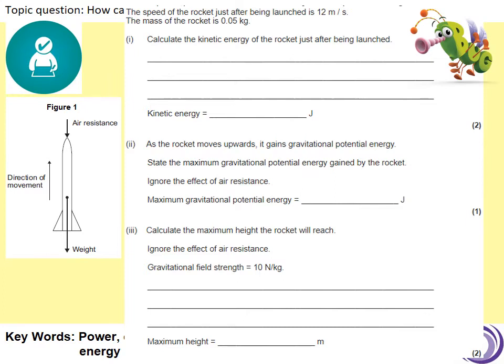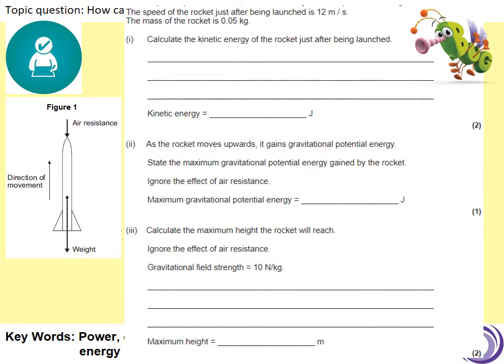And then for part 2, as the rocket moves upwards, it gains gravitational potential energy. You've got to state the maximum gravitational potential energy gained by the rocket. Ignore the effect of air resistance. So that word state would be your command word. So you don't need to do any calculations for this, you just need to write down what that value would be. So think about in the previous slides when we were talking about gravitational potential energy transfers into kinetic energy. Same thing happens the other way around as well. Okay, so what's the maximum gravitational potential energy that they could have for the rocket?